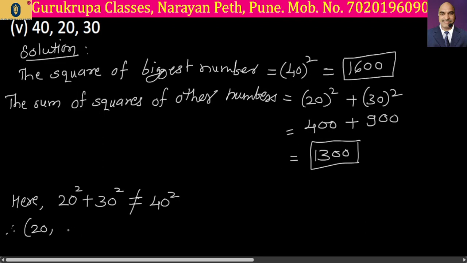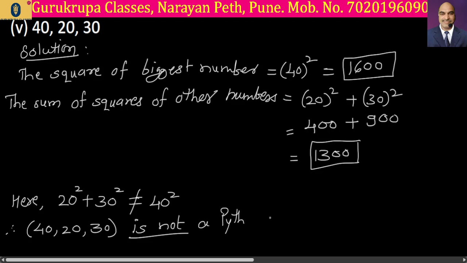40, 20, 30 does not form a Pythagorean triplet. That is our final answer.